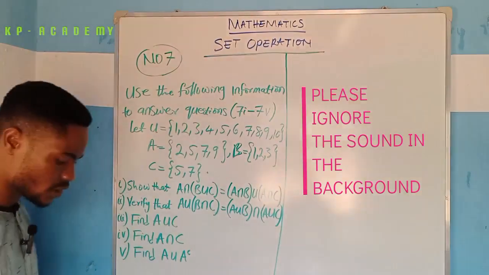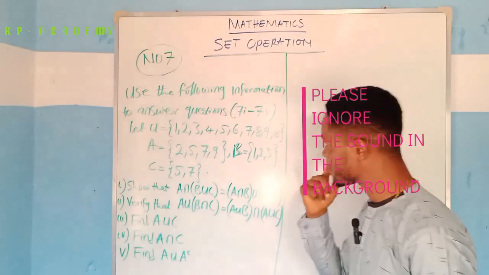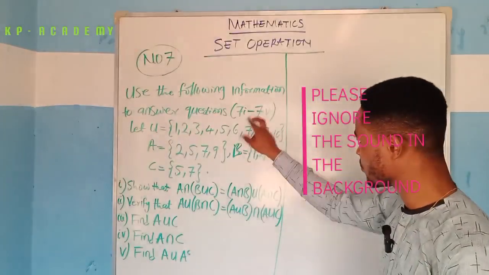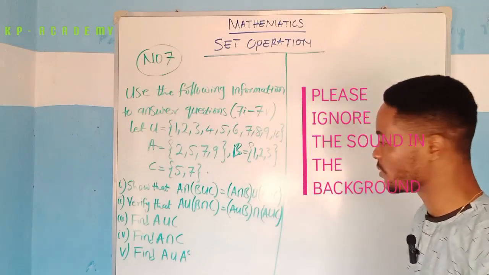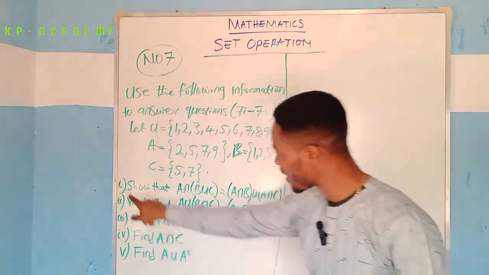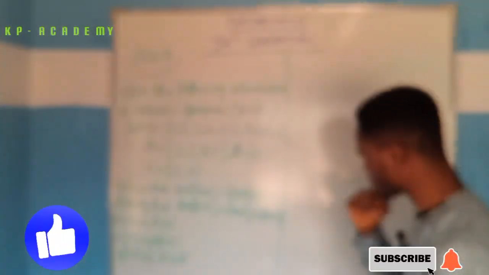All right, so this is question number 7. We're going to be solving the problem as follows. The question says, use the following information to answer questions 7i to 7v. It ranges from i to v, so these are the questions we are asked to solve.